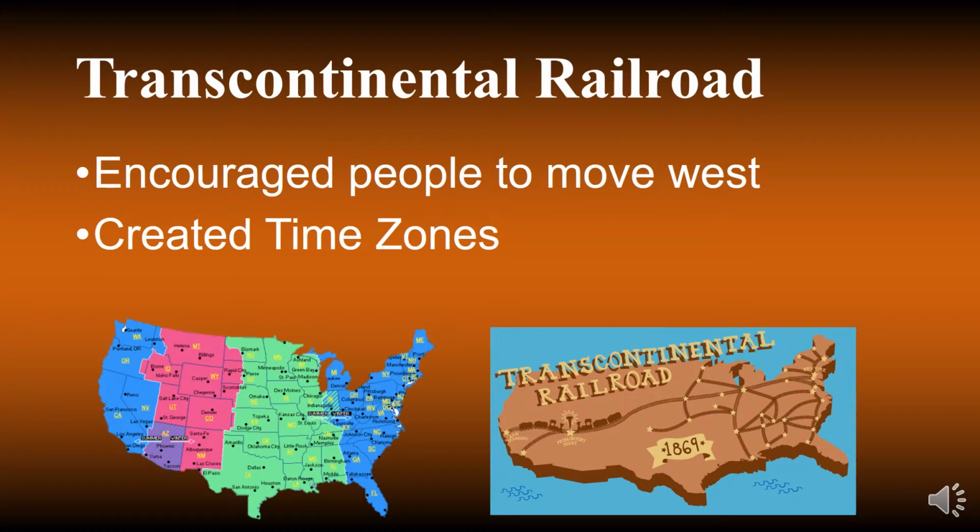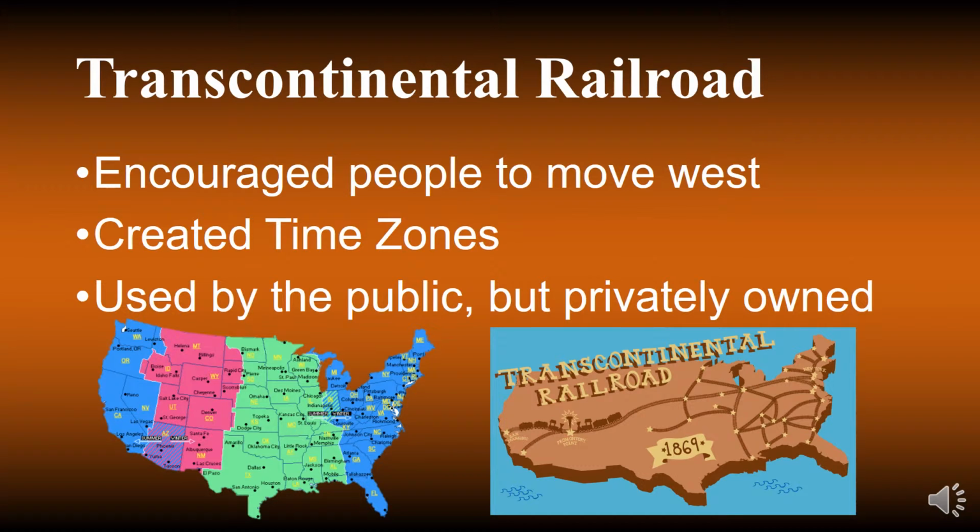It created time zones. Before this time period, people pretty much in each town just set their watches or tried to tell time using the sun and where it was. However, this would be an issue if you're trying to catch a train. So in order to standardize that, they made actual time zones so that everything was the same. And finally, they were used by the public, but it's important to keep in mind that they were privately owned. The railroad companies were the ones that actually ran these things. The government didn't have much say at this time point because they were literally private companies.